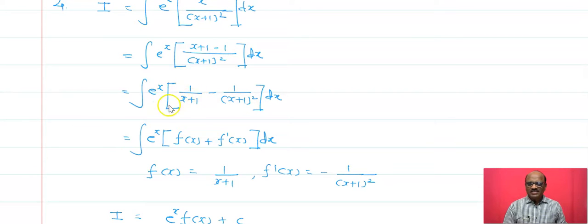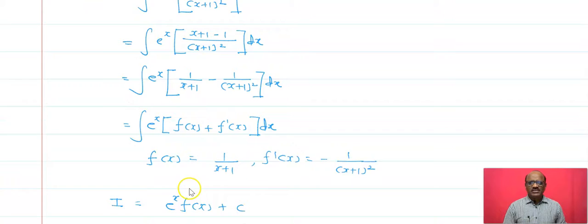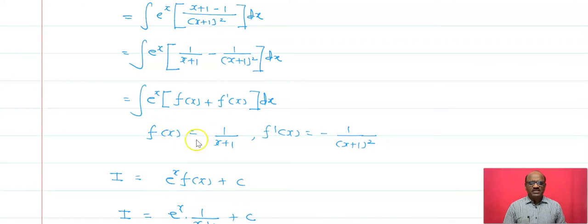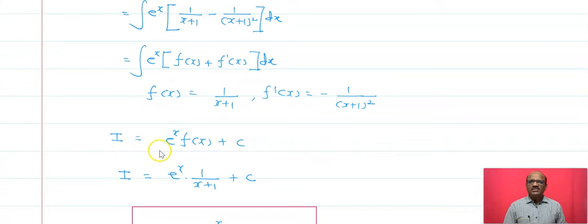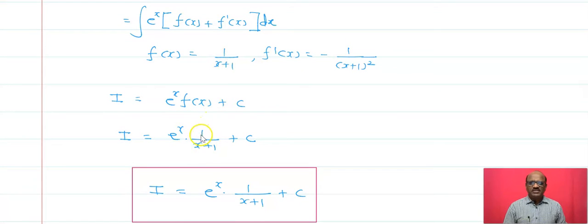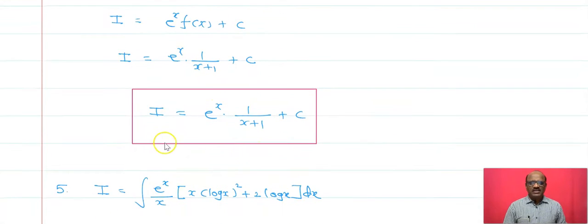And in this case, this is the f of x. Its derivative is minus 1 upon (x plus 1) whole square. Therefore, this is f of x plus f dash of x. Again, it's the integral of e raised to x into f of x. But what is f of x here? 1 upon x plus 1. And f dash of x is minus 1 upon (x plus 1) whole square. Therefore, I is equal to e raised to x into f of x plus c. Substitute the value of f of x, it's 1 upon x plus 1, plus c. And that's why I is equal to e raised to x into 1 upon x plus 1, plus c. And this is the final answer.